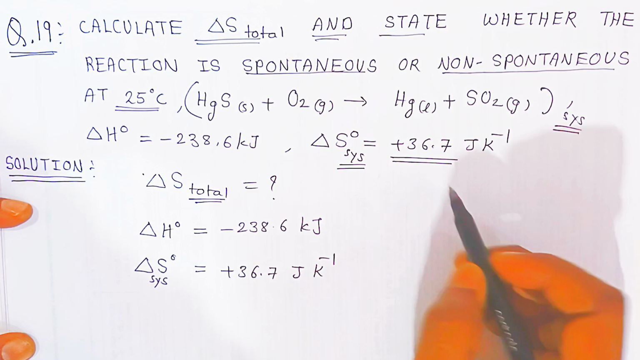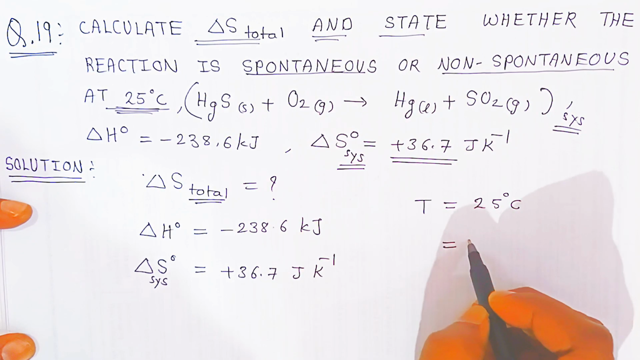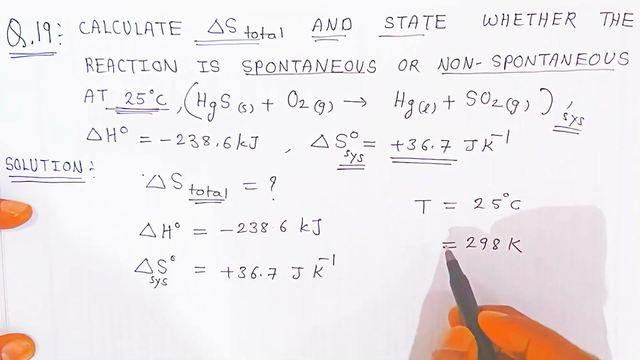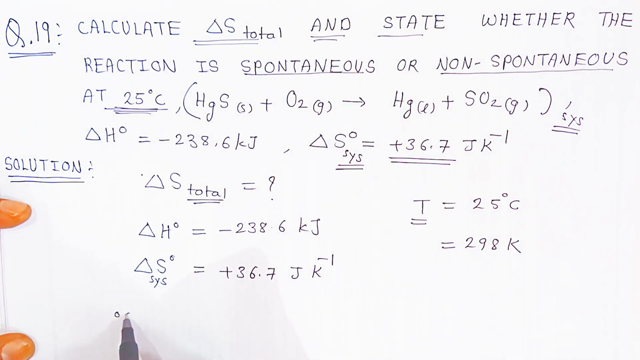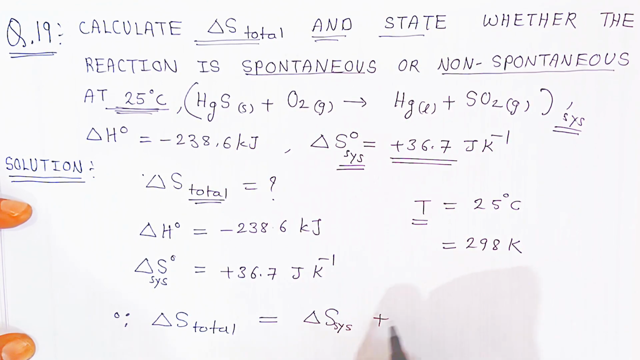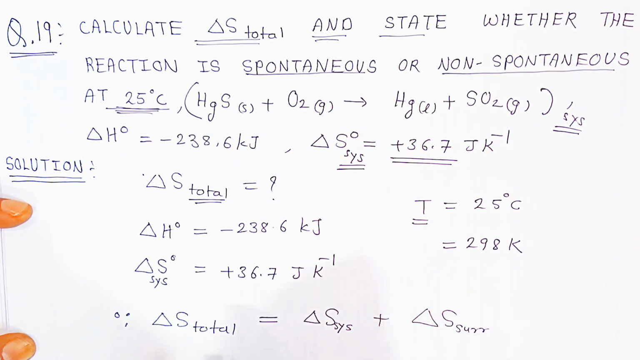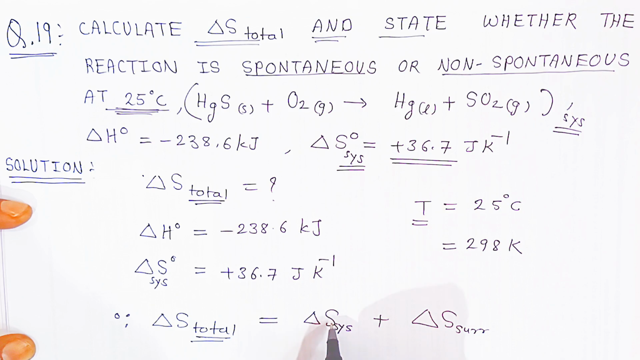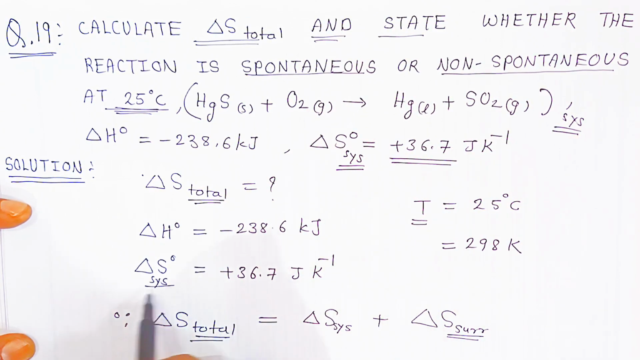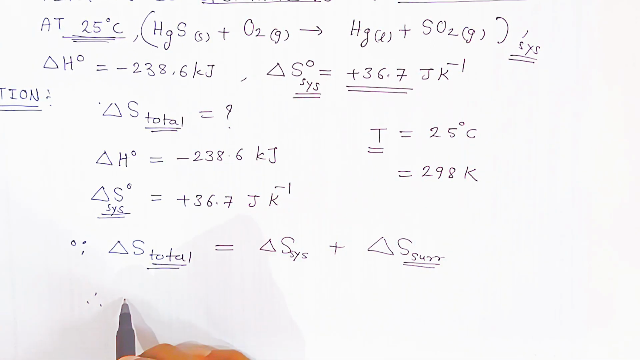And what else is given students? Temperature is given at 25 degrees Celsius, which you can say is 298 Kelvin. Understanding students? So the temperature is given. Since students, the total entropy formula you know, it is nothing but entropy of the system plus entropy of the surroundings. Okay students, if you want to calculate the total entropy, you should know the system entropy plus the surrounding entropy. Here the system's entropy is given but the surrounding entropy is not given, therefore you have to first calculate the surrounding entropy.